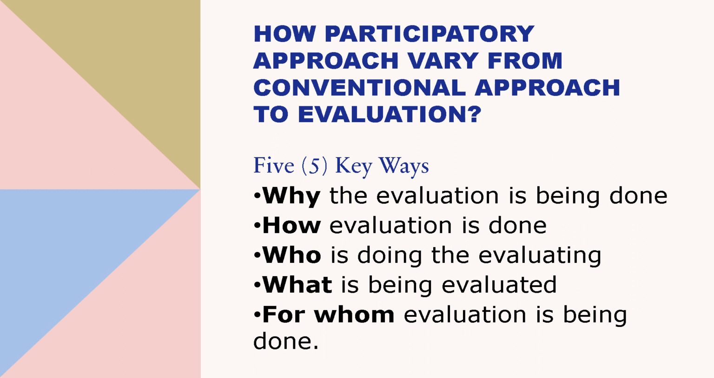So, how does the participatory approach vary from the conventional approach to evaluation? So, there are 5 key ways, and it is pertaining to why the evaluation is being done, how evaluation is done, who is doing the evaluating, what is being evaluated, and for whom evaluation is being done. The next slide will show us the more detailed differences between the two.